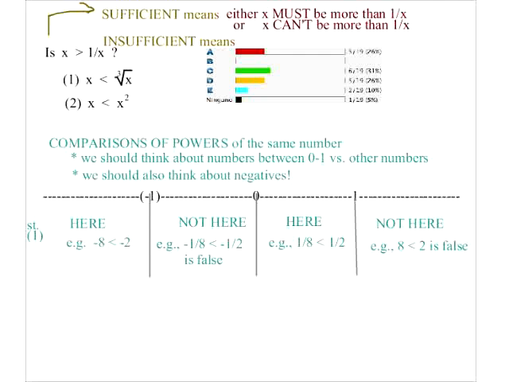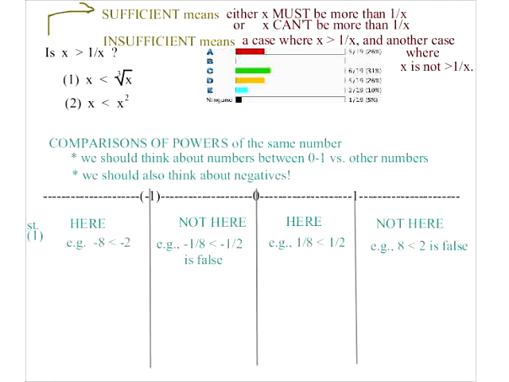Insufficient means you'll have a case where x is greater than 1 over x, and another case where x is not. So, yeah, it is confusing, but it's a lot more confusing if you don't take the time to hash this out ahead of time. It's definitely confusing. That's actually the point. That's why it's in today's study hall, because it's confusing. So, all right.